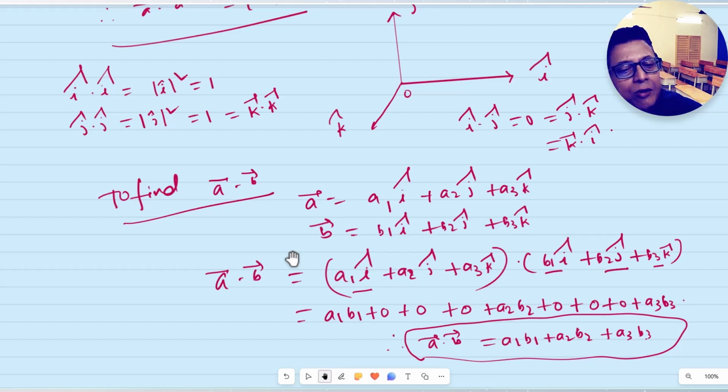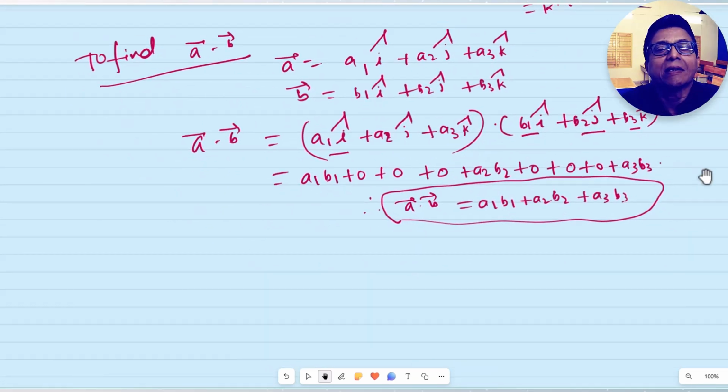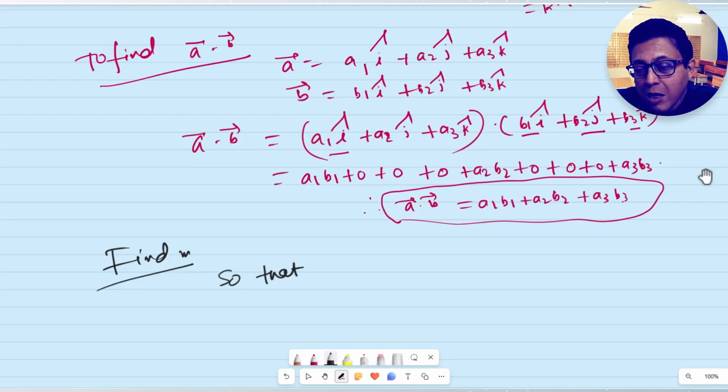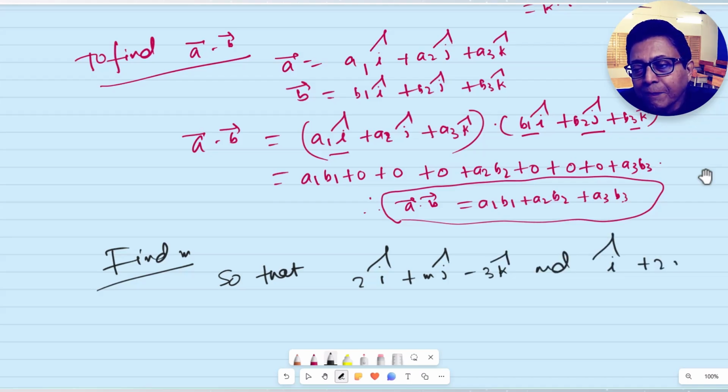So perpendicularity you have learned. You also have learned how A dot B can be determined when A and B are given vectors. Let us go for one very simple application. Find m so that 2i plus mj minus 3k and i plus 2j plus k are perpendicular.